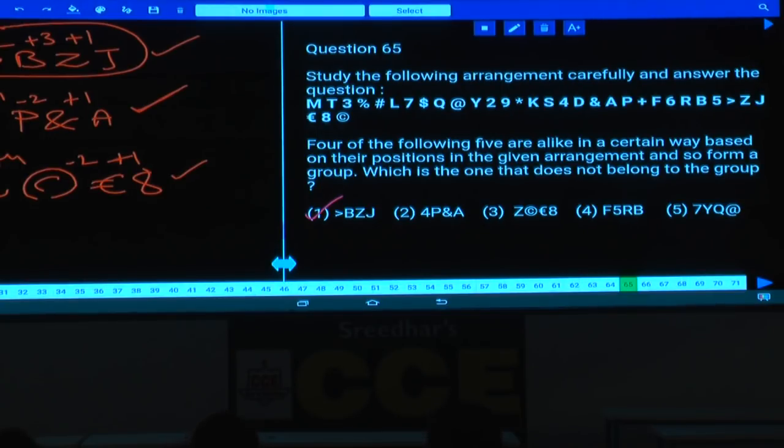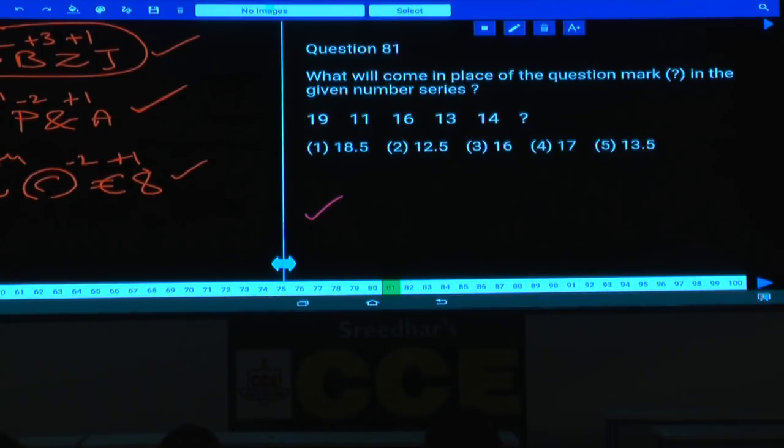Now question numbers 81 to 85. Yes, tell me 81 to 85. 19, 11, 16. Yes, any answer to this one? 19, 11.